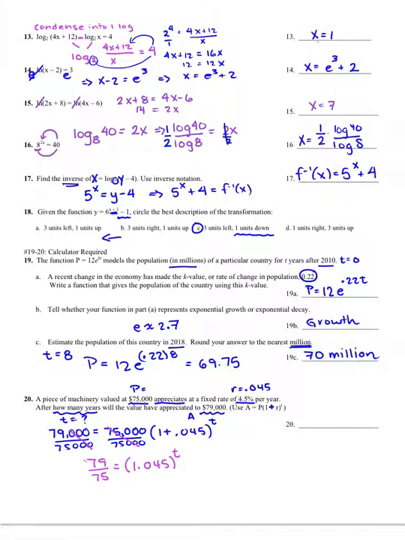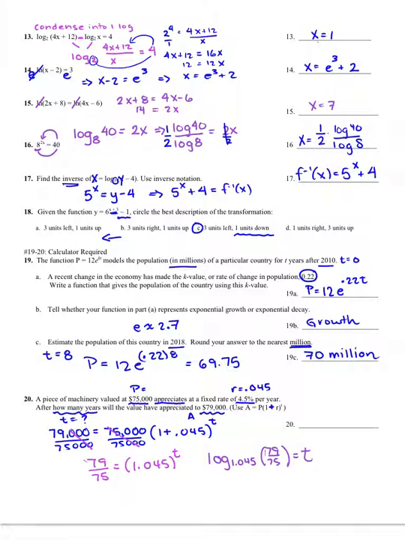Well, what is the inverse operation of an exponential? It's a log. So that means we're going to write this as a logarithm. So log, the base is 1.045, and the argument, which is 79 over 75, that equals the unknown exponent. Now, I actually would like to see you use the change of base because that's what you're going to have to enter into your calculator.